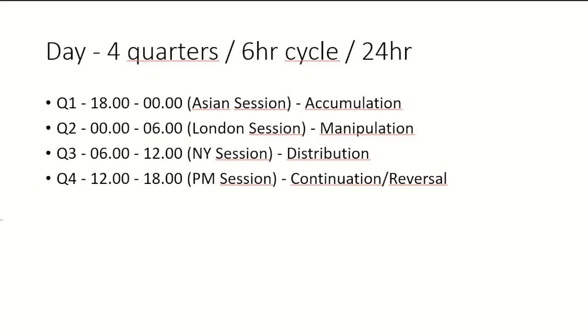Now we go into days. 4 quarters, 6-hour cycles, 24 hours. So from 6 p.m. to midnight, that is Asia session, that is accumulation. So Asia should accumulate. Q2 is midnight to 6 a.m. That is London session, manipulation. Q3 is 6 a.m. to 12 p.m. That is New York AM session, distribution. Q4 is 12 p.m. to 6 p.m., which is PM session, continuation or reversal.